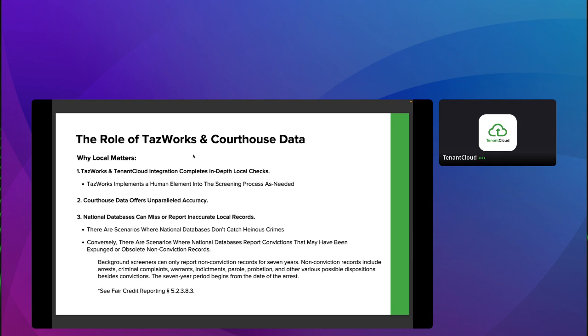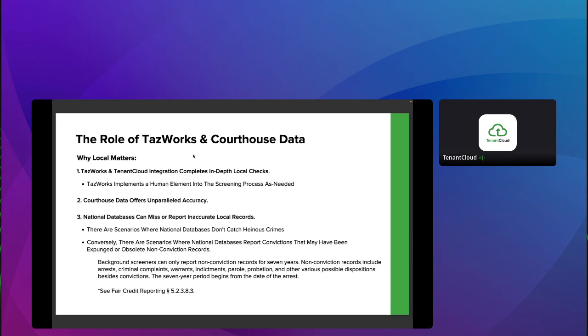So, courthouse data, you cannot compare it to anything else. It is unparalleled accuracy, and it is important to have local courthouse and county data in reports, especially for background screenings. National databases can miss or even report inaccurate local records. There are also scenarios on the flip side where a national database reports convictions that may have been expunged or even obsolete non conviction records.